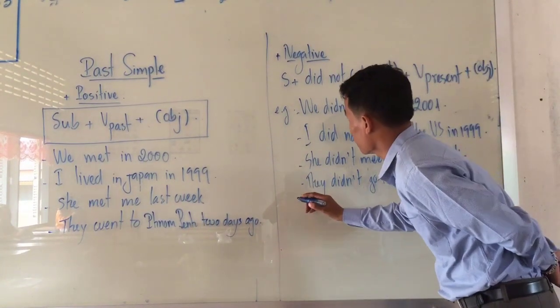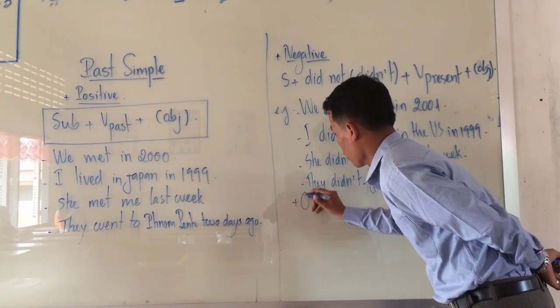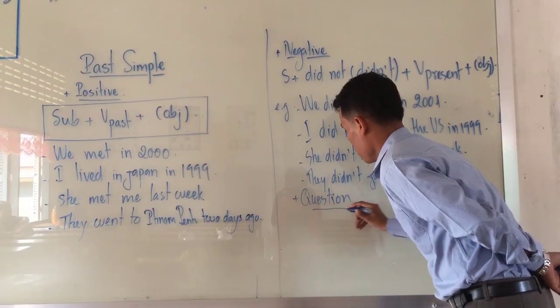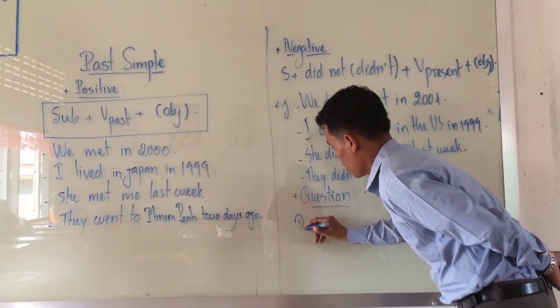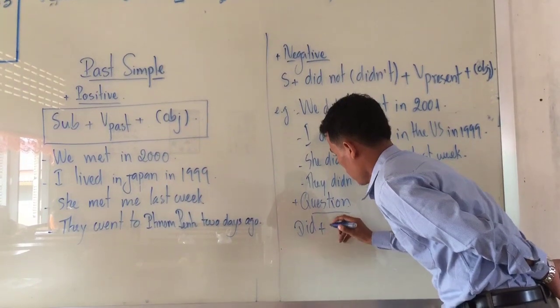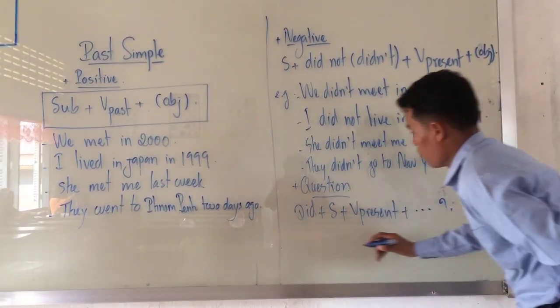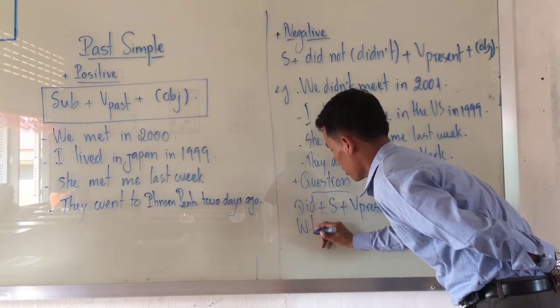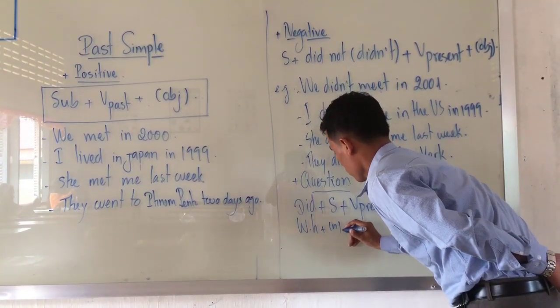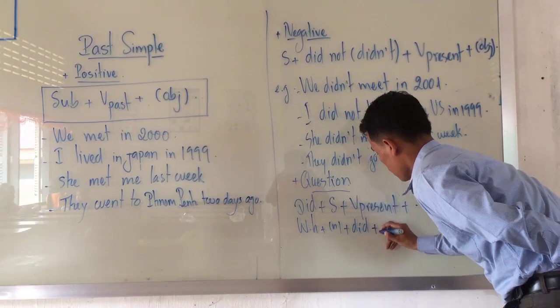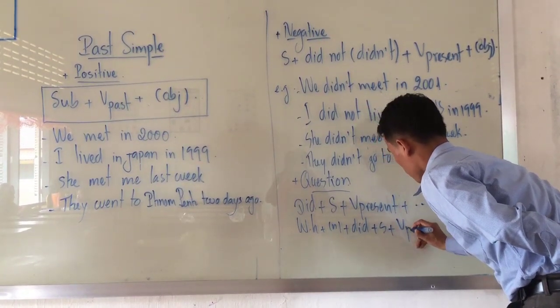How about question? We have one more equation. Question here, we have two: did plus subject plus verb present too. One more is the WH question plus did plus subject, verb also present.